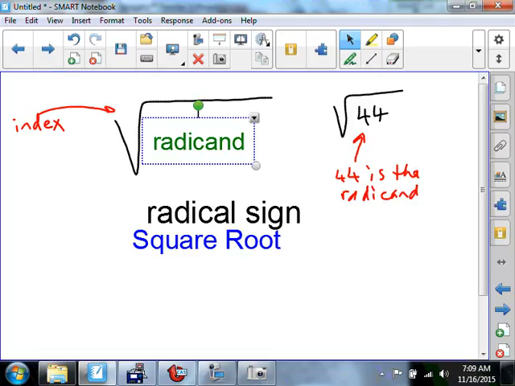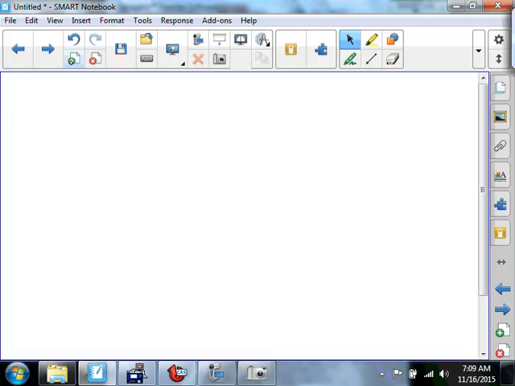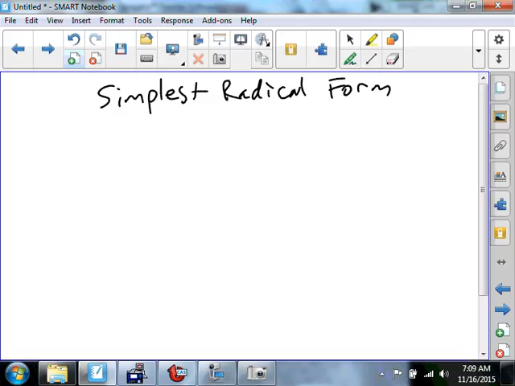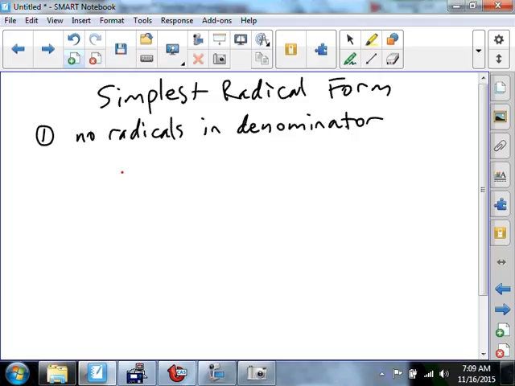So what does it mean for a number to be in simplest radical form? Well, it means a couple things. One thing it means, and we probably won't get into this much this week, is there are no radicals in the denominator. In other words, we're not allowed to have something like 3 over the square root of 2. Okay? We're just not allowed to have that.